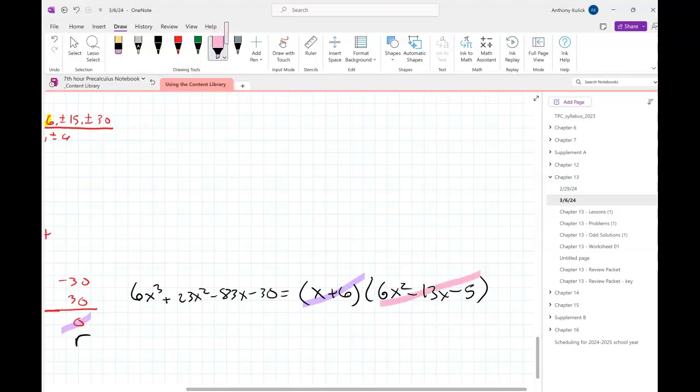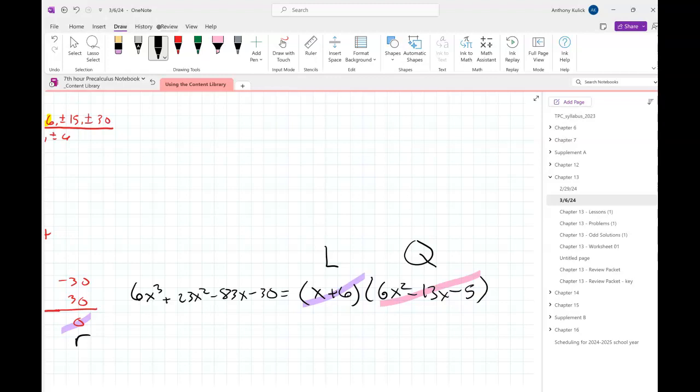Is everybody okay there? Now I can do one of two things. If I'm looking for zeros, I've now factored this into a linear piece and a quadratic piece, right? If I use the zero product property and set each of these two factors equal to 0, I can solve every linear piece. That's really easy. And I can use the quadratic formula to solve every quadratic piece. That's relatively easy.